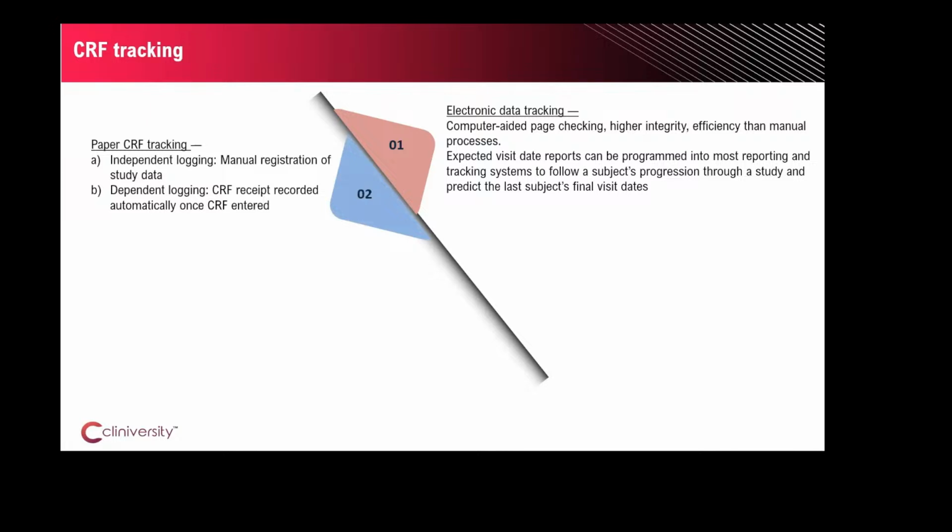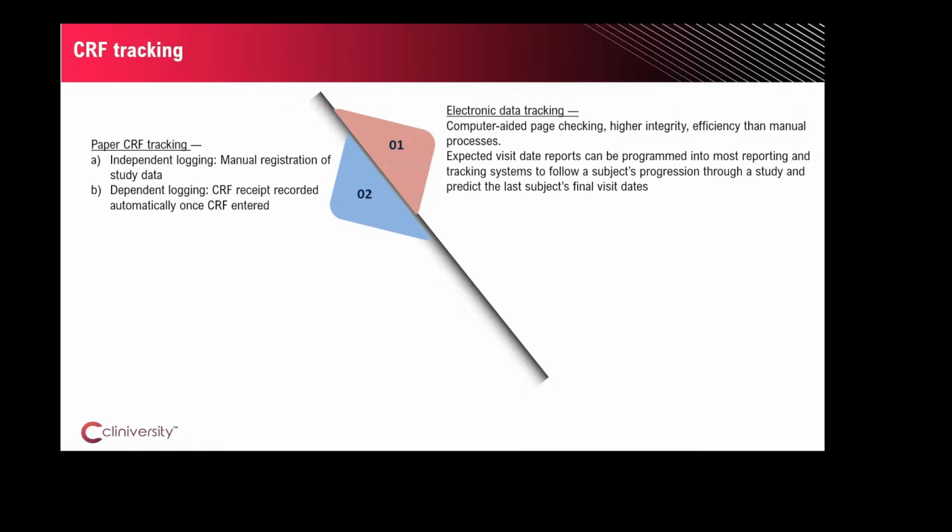Paper tracking. Now, tracking may occur on an individual CRF basis or as per the modules. So ideally, when all the CRFs are tracked, data that is recorded on the paper forms are recorded in one of the two following fashions. The first one is the independent logging. In this approach, this involves personnel manually registering that study data and the data that has been received.